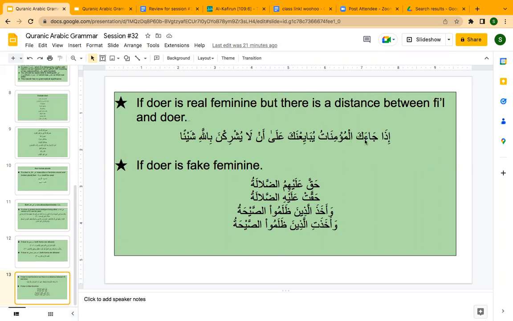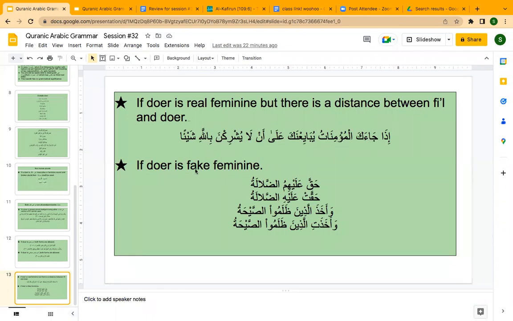Mu'minat, we're talking about women of Iman. But can you see here, this word is rough in status, which is denoted by a dhamma at the end of the word. But did you notice that here the verb is ja'a? It is not ja'at. The reason for that is that there is a distance. It is not exactly ja'at al-mu'minat. There was a word in between ja'a and al-mu'minat. Can you all see this? So whenever there is a distance between a fail and the doer, the expected form of fail may not be there. The gender mismatch may be seen. Is this clear? You may see gender mismatch if there's a distance between a fail and an outside doer.